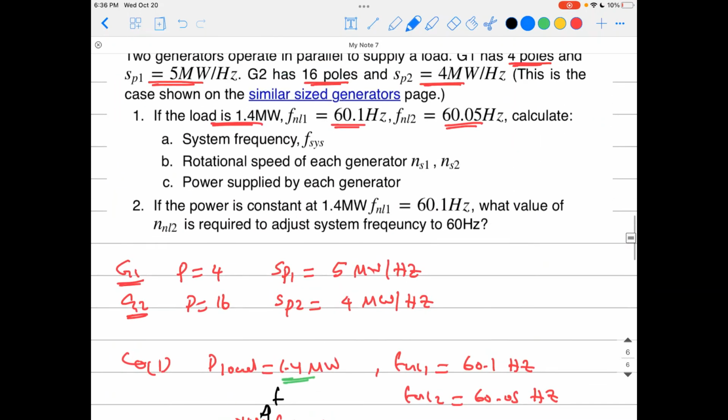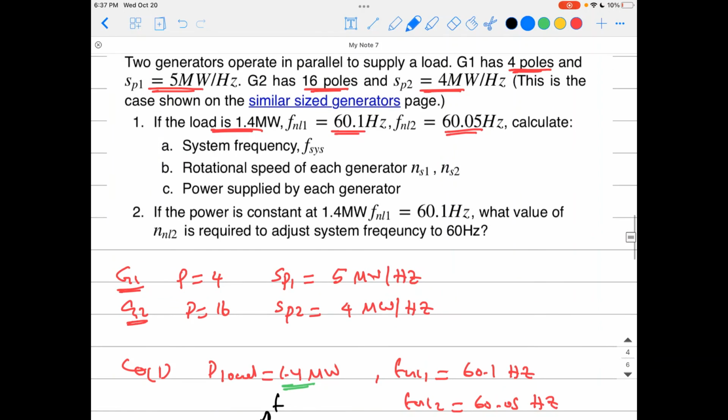That was number A, or the first case. The second case, if the power is constant at 1.4 megawatts, so you still have to feed 1.4 megawatts. But now he's playing with the other one; the no load frequency of the first one is 60.1 hertz, it doesn't change. What value of N no load 2, the no load speed of the second generator, is required to adjust the system frequency to 60 hertz? That's the whole point.